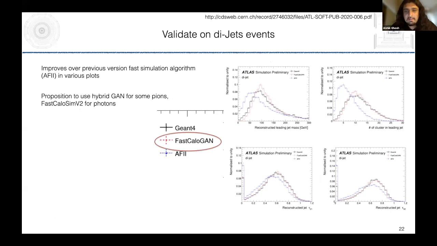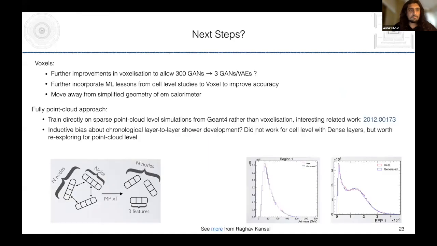Here again, the black is Geant4 and the red is the GAN, and in blue is the current traditional fast simulation algorithm that we have. It's called Atlas Fast 2. And we can see that the GAN is already better at mimicking Geant4 compared to the traditional algorithm. So there's a proposition to do something like a hybrid of simulating photons with the traditional method and maybe pions with the GAN, while we still continue improving the deep generative models.